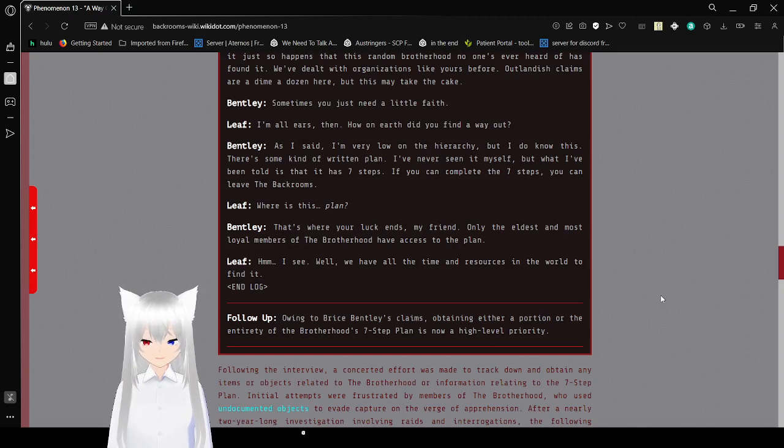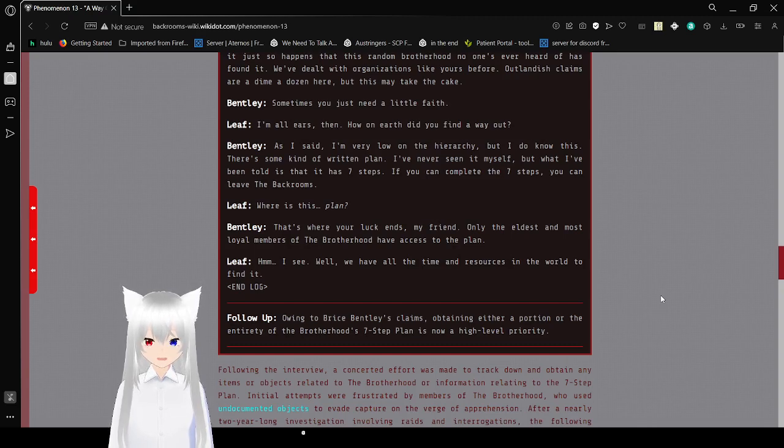Where is this plan? That's where your luck ends, my friend. Only the eldest and most loyal members of the Brotherhood have access to the plan. I see. Well, we have all the time and resources in the world to find it.